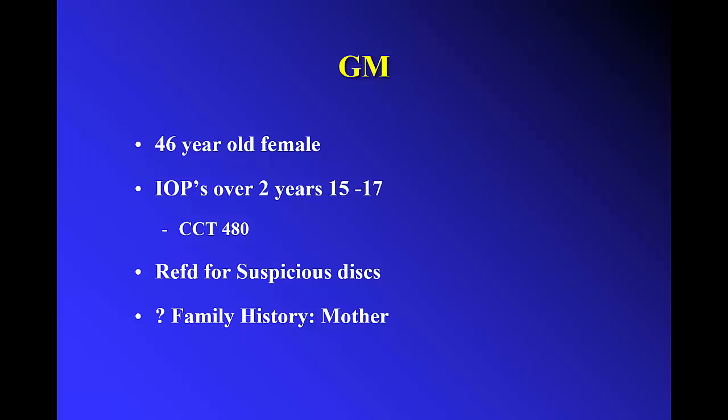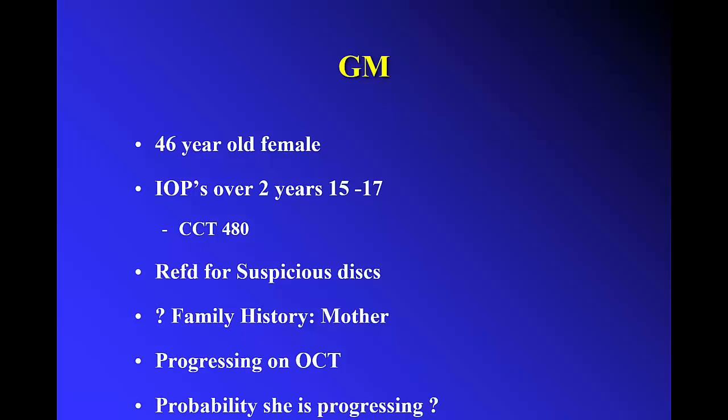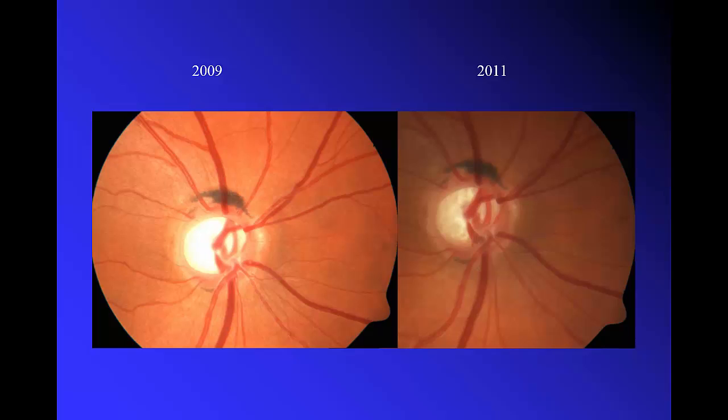This lady, 46 years old, over the last 2 years the pressures have been 15 and 17, referred for a suspicious disc, and she says, I think my mother has glaucoma. She is progressing on OCT. What's the probability she's actually progressing? So you've got a patient like this, OCT is saying progression. What's the probability she's progressing? So these are her discs over there, 2009, 2011, those are the discs.